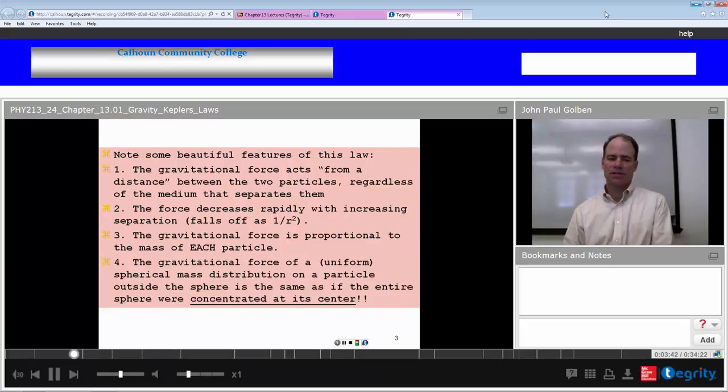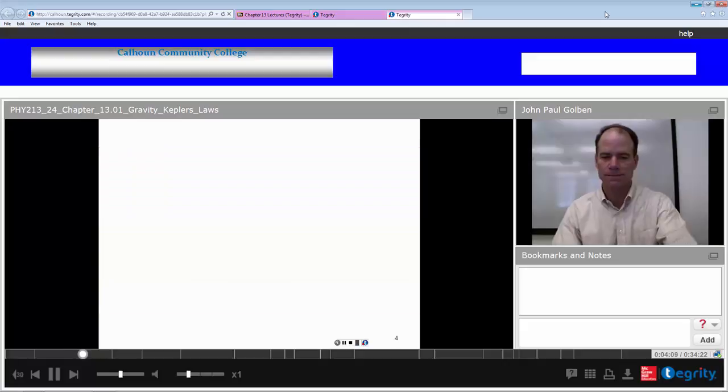And the gravitational force of a uniform spherical mass distribution on a particle outside the sphere is the same as if the entire sphere were concentrated at its center. So if I'm talking about the gravitational attraction between a sphere and something else, I treat the sphere as if all of its mass were located at its center of mass, which is in the center of the sphere. I don't go from the surface to that object. I go from the center, where the center of mass is, to wherever that object is.